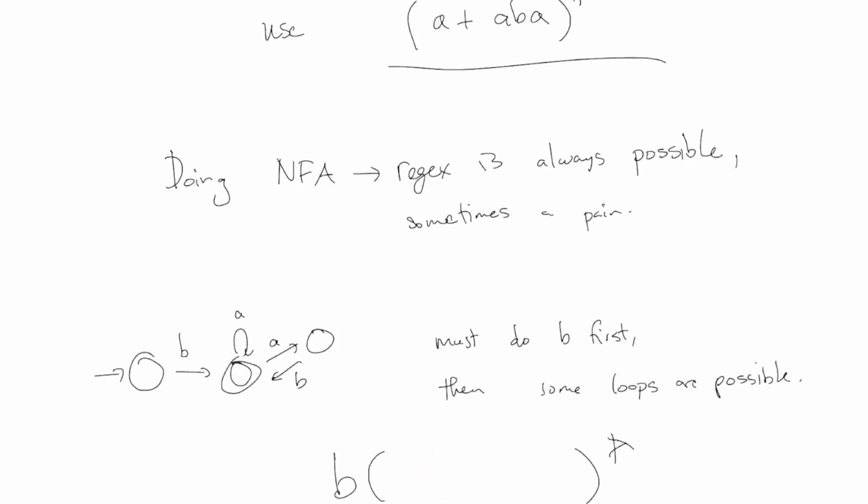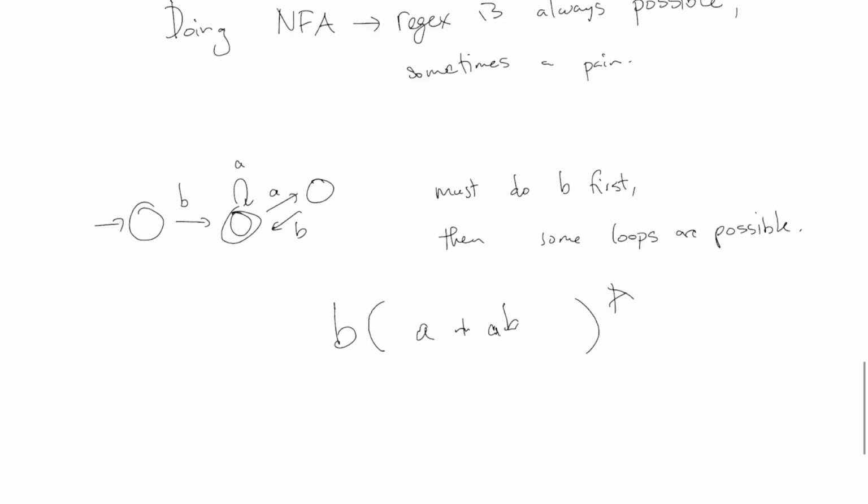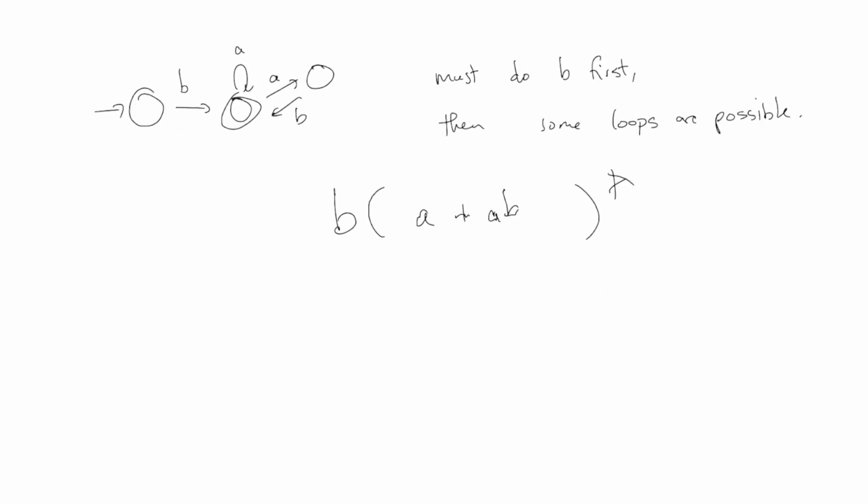Yeah? A plus AB. Yeah, A plus AB. Those are the two kinds of loops that I can do. So you must do a B first, and then once you arrive here, you have your choice of doing these two loops over and over again. And that's how it goes. All right, here's another one.